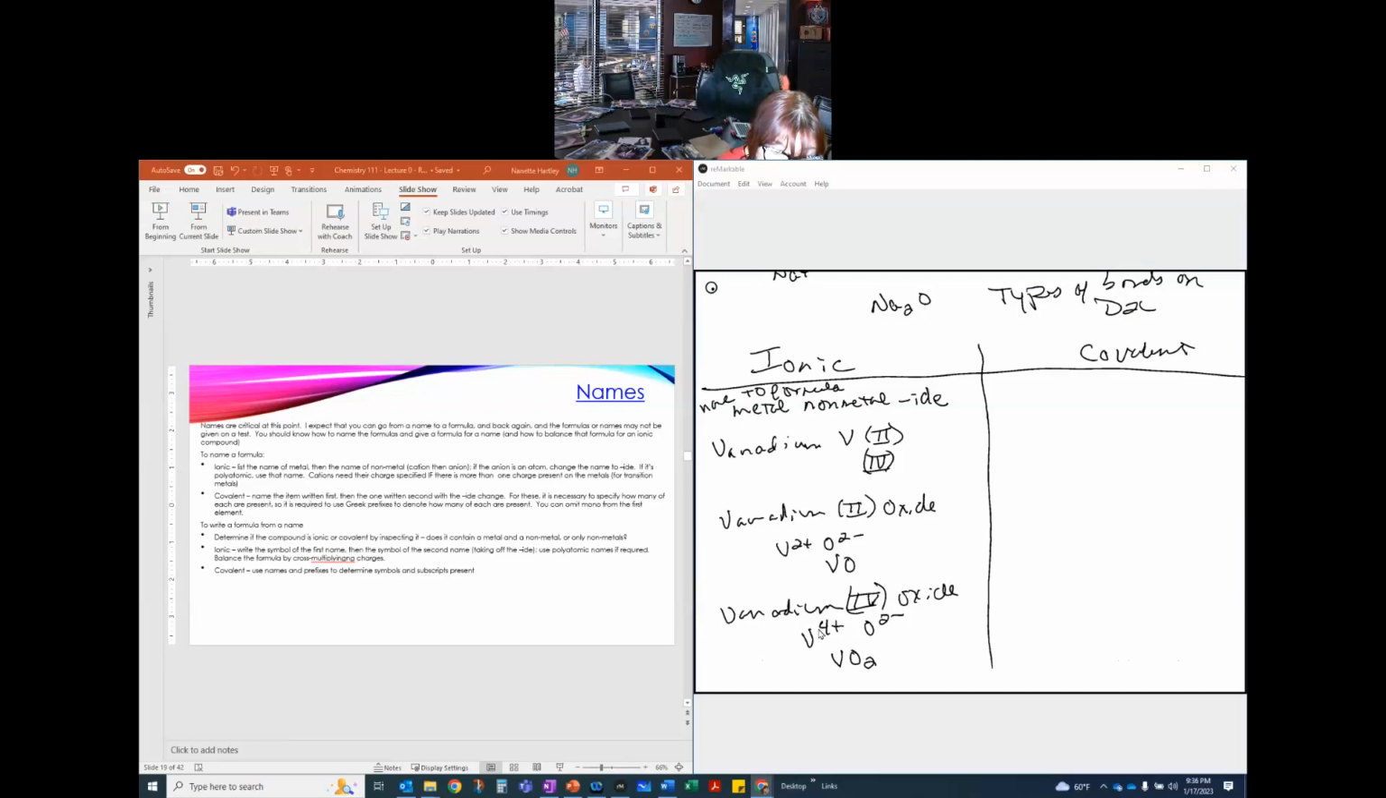When we go from name to formula for a covalent compound, we'll see things like dinitrogen pentaoxide. It's this di and this penta that are important. The di means we have 2 N's, and we have 5 oxygens because it's a pentaoxide. So those prefixes tell us how many of each thing we have.